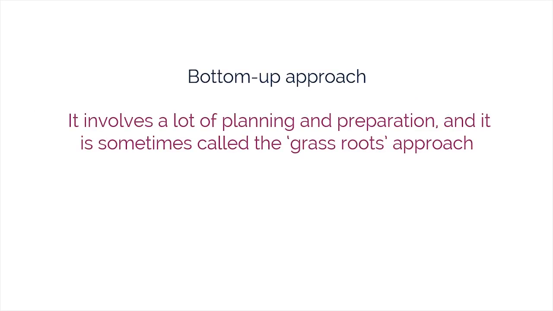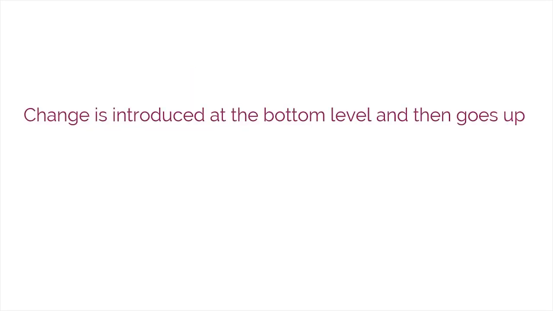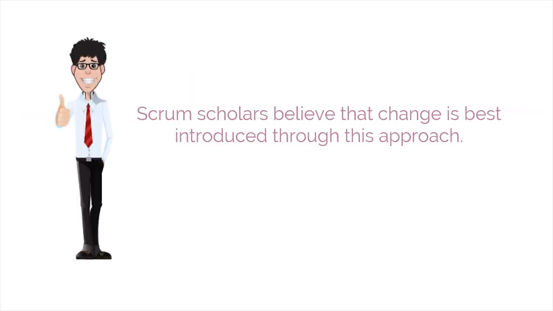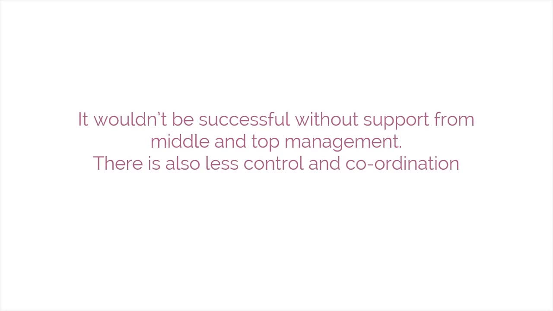Now let's take a look at the bottom-up approach to transition. This method also involves a lot of planning and preparation, and it is sometimes called the grassroots approach. Here, the change is introduced at the bottom level and then goes up. Most Scrum scholars believe that change is best introduced through this approach. However, it wouldn't be successful without support from middle and top management. There is also less control and coordination.